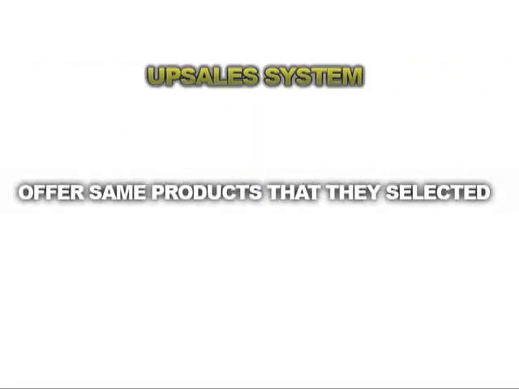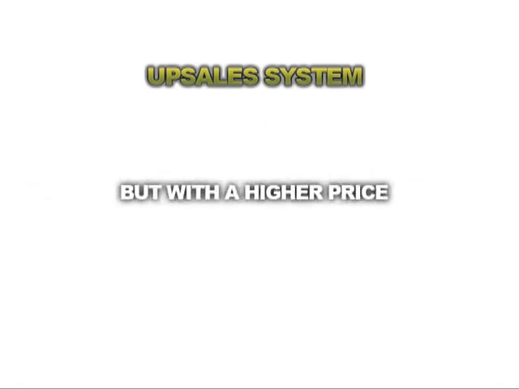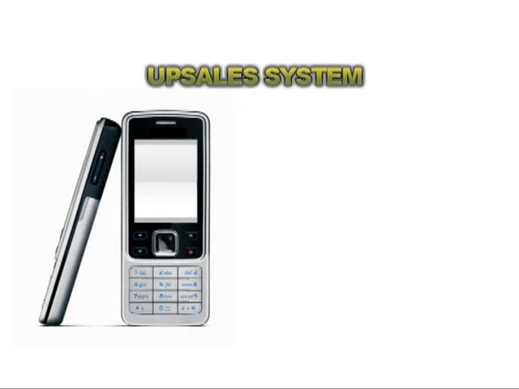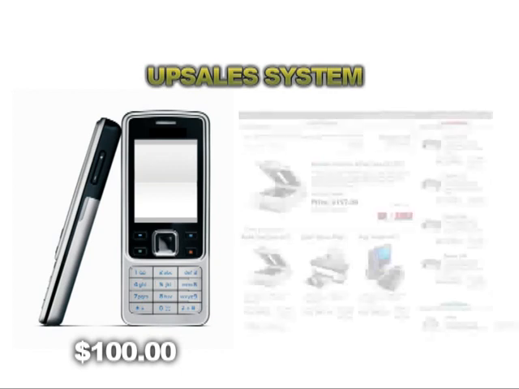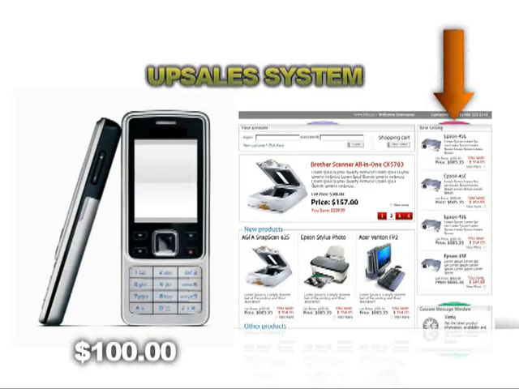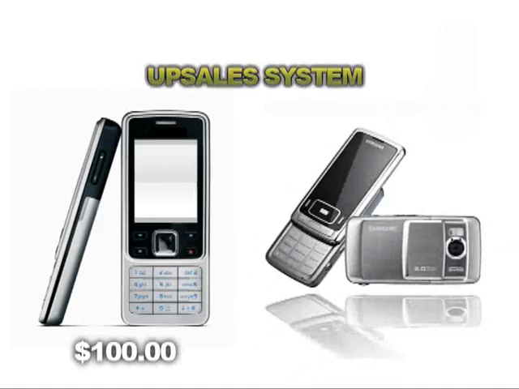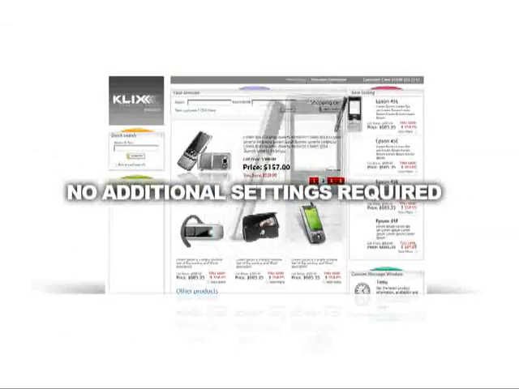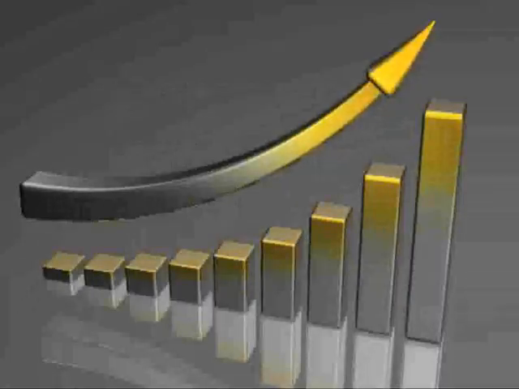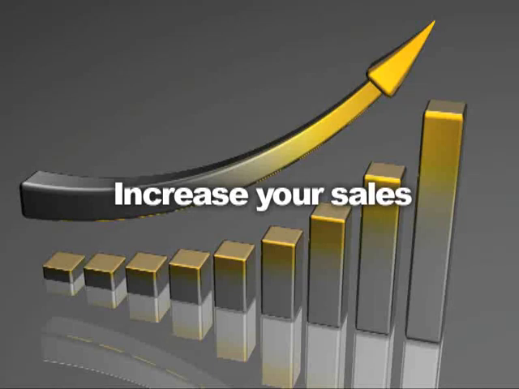The next is a system of upsell, where you will offer your customers products that are the same as the one they selected, although in a higher price range. For example, let's suppose that your customer selects a Motorola phone with no camera that retails for $100. Your Klix web store includes a section called Best Selling. Here, the system will display and suggest to your customer similar phones, although they will be in a higher price range. Klix will do this without you having to do any additional setting up of the items. This is just another way that Klix can help you increase your sales.